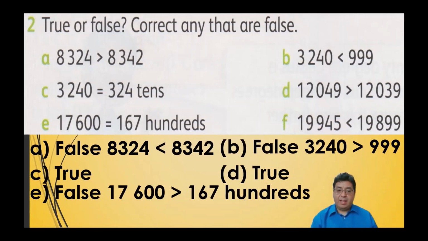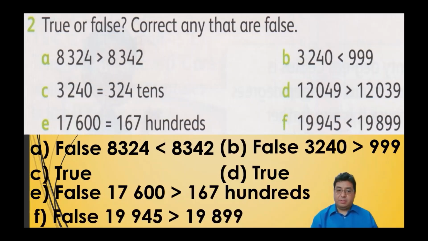And letter F is also false, that 19,945 is greater than 19,899.